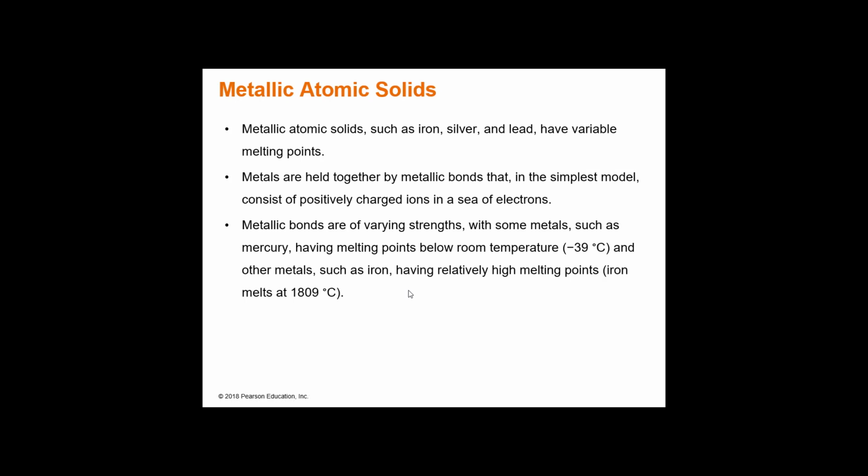Metallic atomic solids, such as iron, silver, and lead, have variable melting points. Metals are held together by metallic bonds, which are the simplest model. They consist of positively charged ions in a sea of electrons. They have varying strengths. So, for instance, mercury has a melting point below room temperature, which makes sense because mercury is a liquid, and that's how we see it. If you look at a barometer for pressure, it is a liquid.